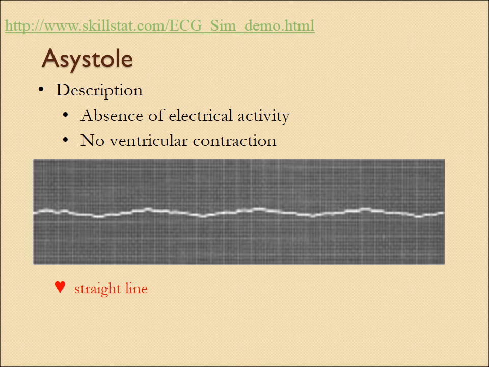Okay, now with asystole, this is the absence of electrical activity. There is no ventricular contraction, and it's basically what we call a straight line, and you can see that is the salient feature here.